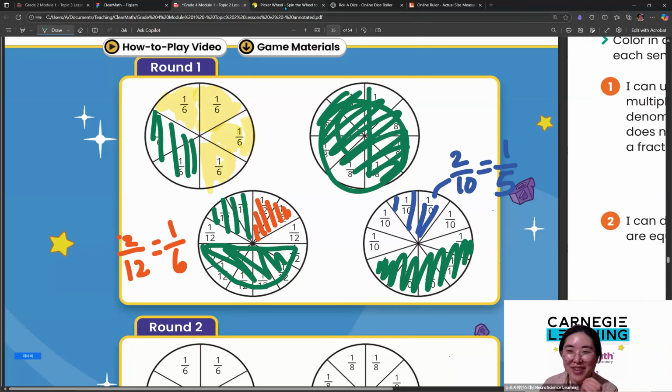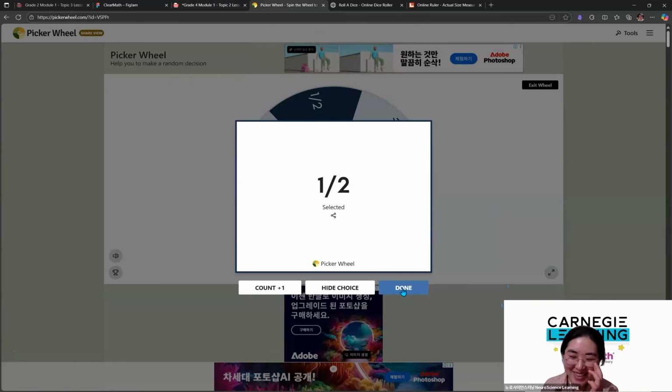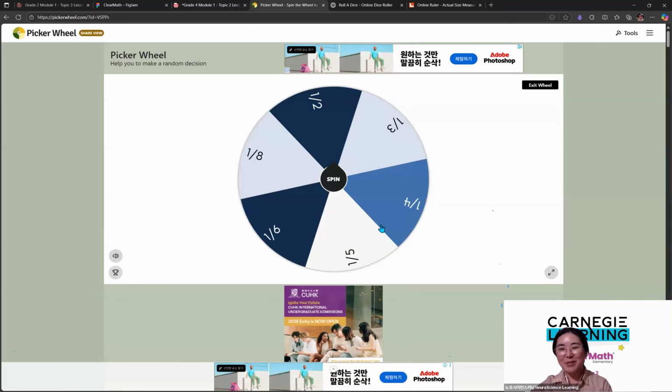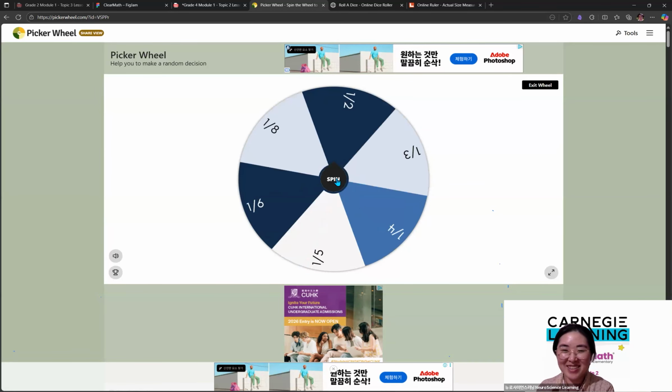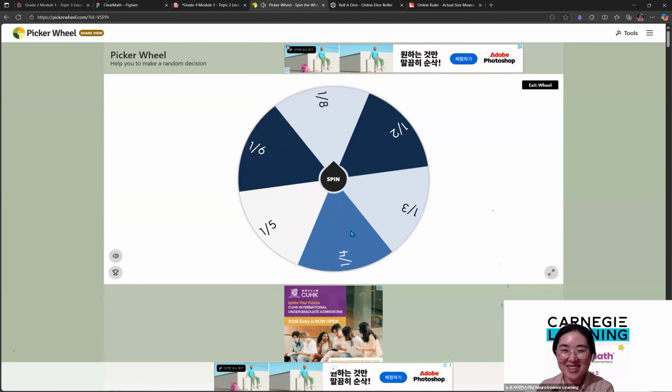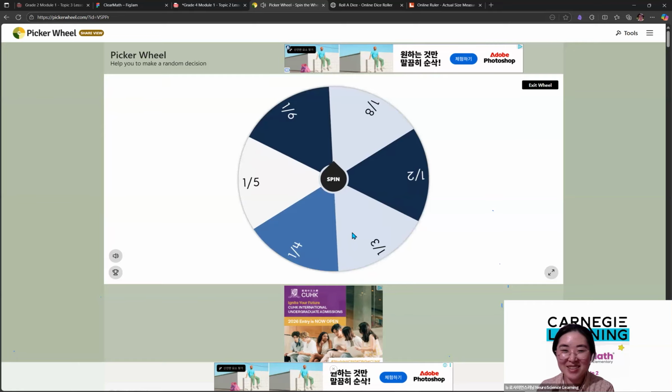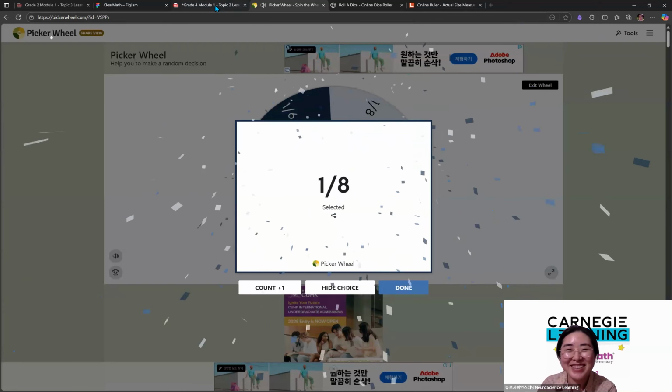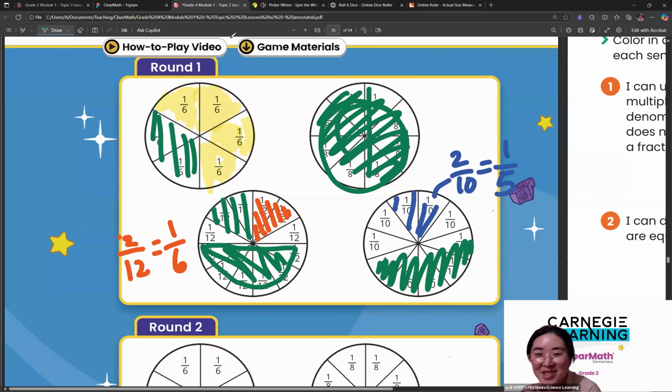So let's see if Levi can do it. Levi, tell me, spin the wheel. Spin the wheel, please. What? Wow. No. You can't do anything. 1/8 is all gone. Oh dear.